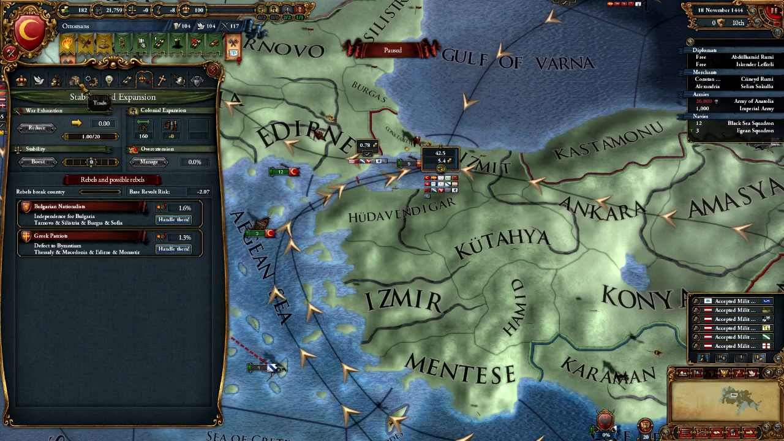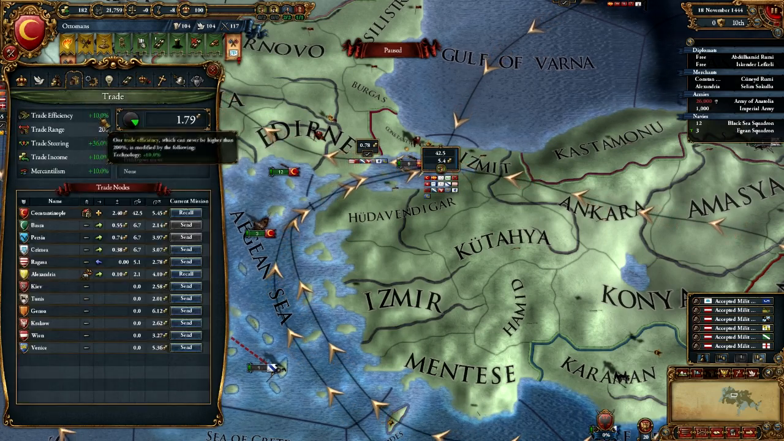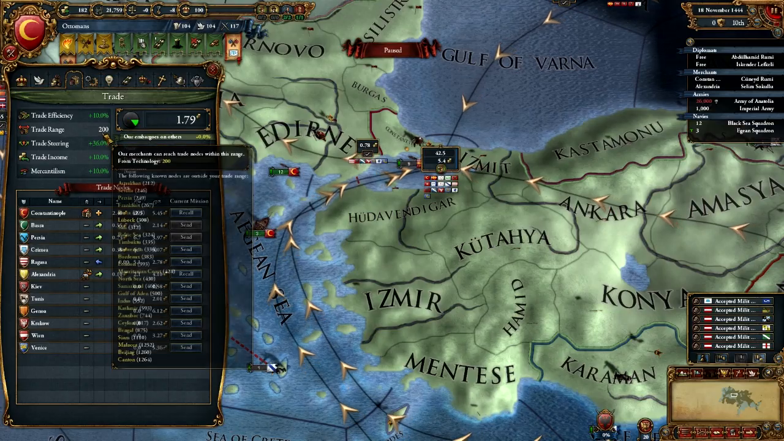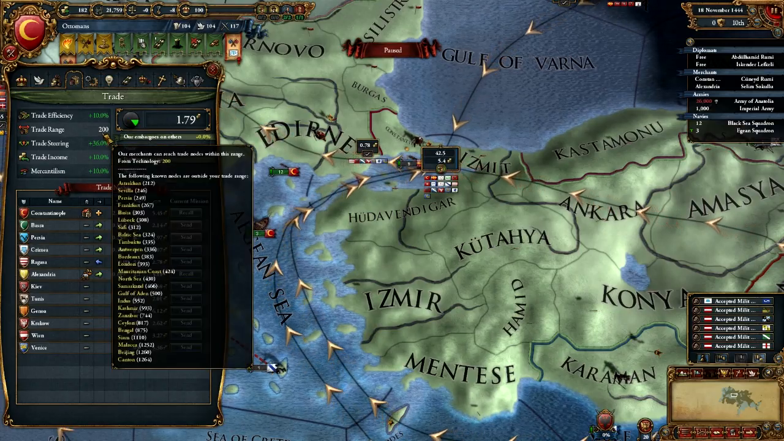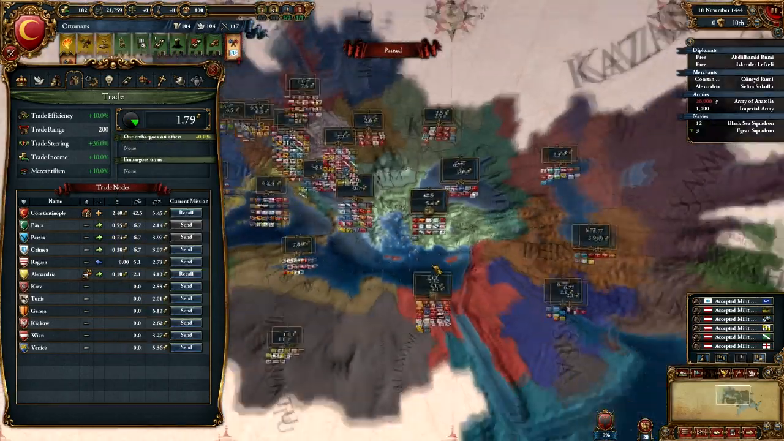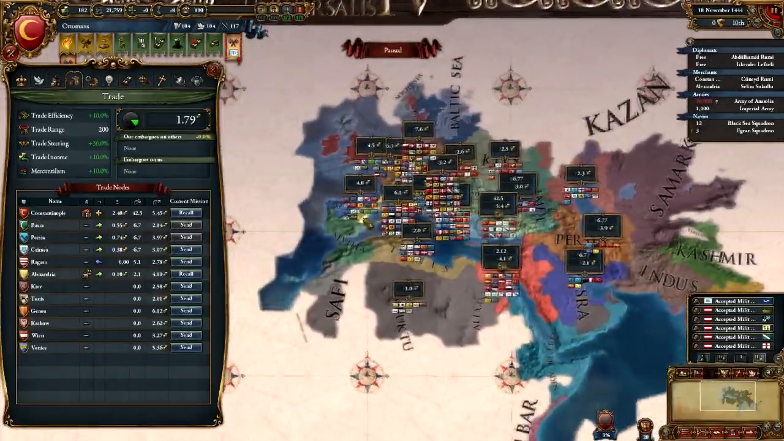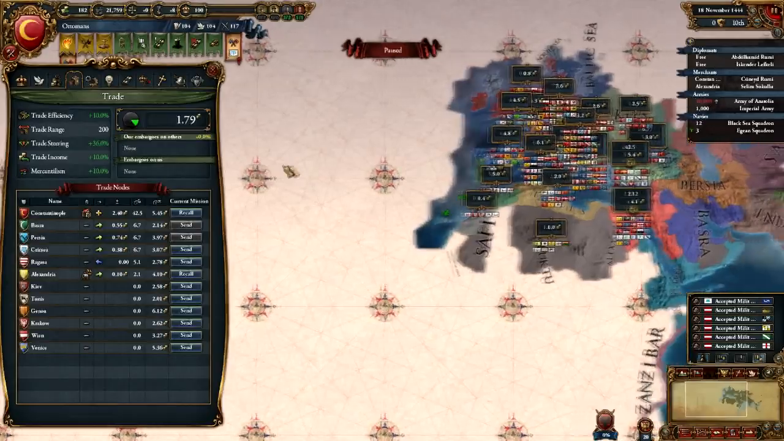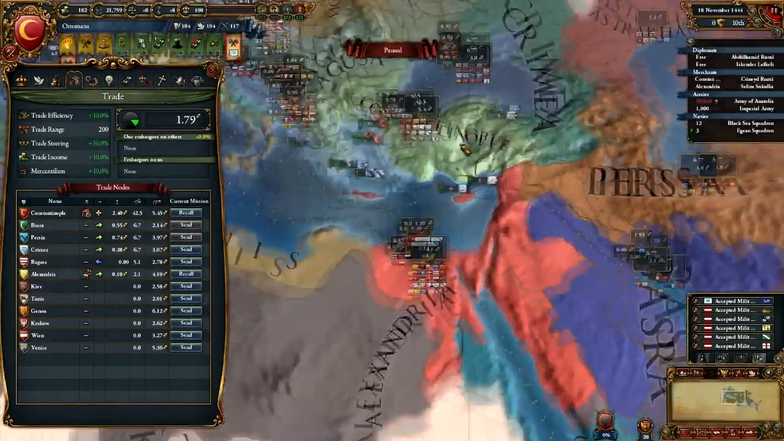Mercantilism score can be found here within the trade. Trade efficiency gives you bonuses to your income. Trade range is how far you can send your merchants. So for example, until you've improved that, you wouldn't be able to send merchants all the way over to, for example, Bordeaux or even the New World when it's discovered.